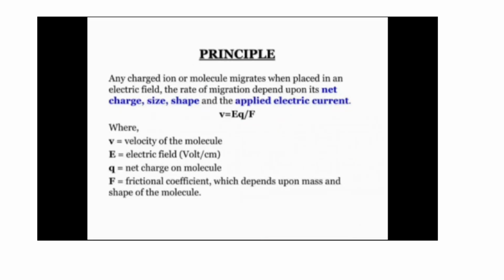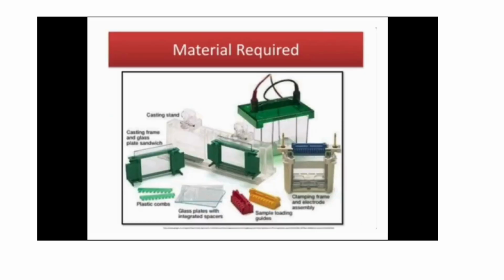The principle of electrophoresis is V equals EQ divided by F, where V stands for the velocity of the molecule, E for electric field, Q stands for the net charge on the molecule, and F denotes the frictional coefficient.